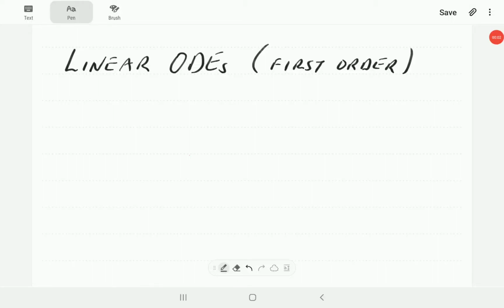Alright, in this video we're going to look at linear ODEs. This is going to be linear ODEs of order 1, because we do also have linear ODEs of order, say, 2, which we're going to look at in another video. Actually, it's going to be a set of videos for that one.